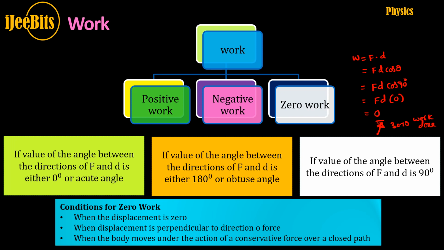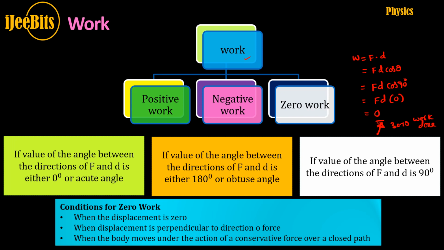Work is classified as three types: positive work, negative work, and zero work. So how do you interpret what is meant by positive work, negative work, and zero work? We have the formula: work done equals F into D, F D cos theta, or F cos theta and D otherwise. Even if F is a finite value and D is a finite value, we look at the angle between F and D. That basically tells you whether work is positive, negative, or zero.